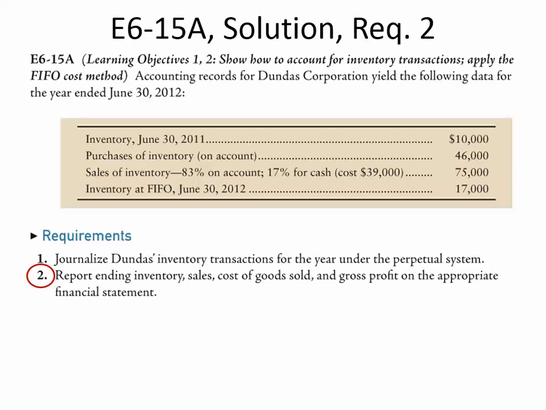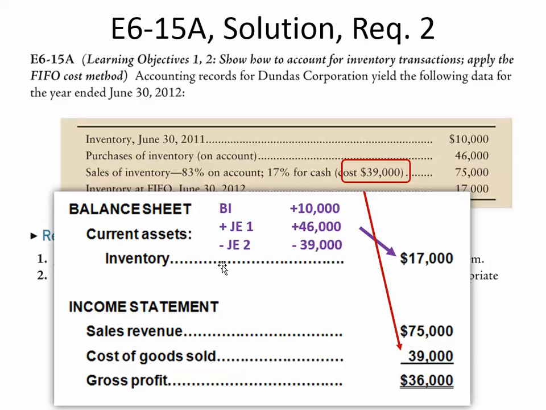Now we're on to requirement 2. Again, those journal entries that we just did for requirement 1, I would have all those journal entries on my sheet. The next one says report ending inventory, sales, cost of goods sold, and gross profit on the appropriate financial statements. So let's get started on this one. First of all, we have the balance sheet. Inventory is going to be shown under current assets on the balance sheet.